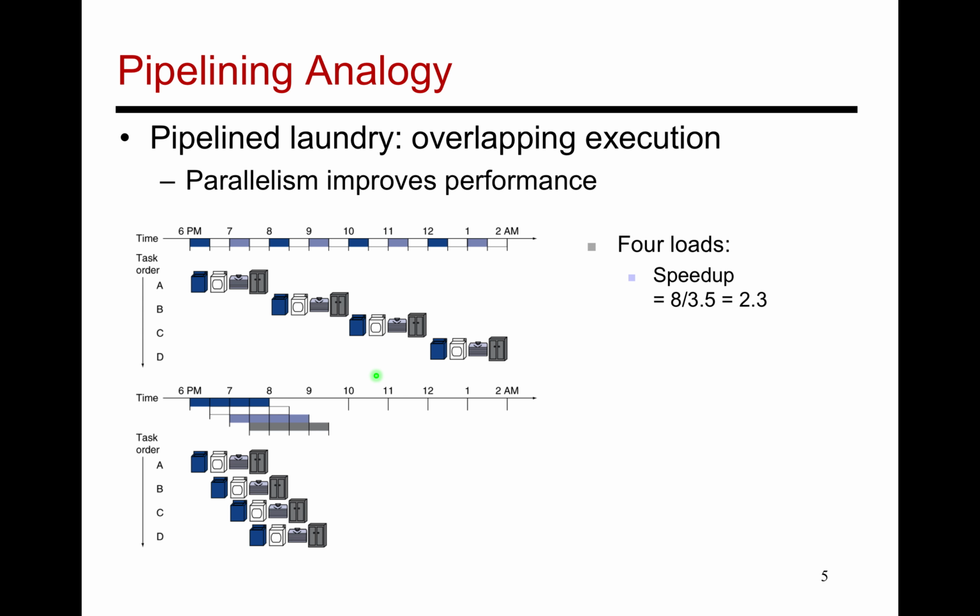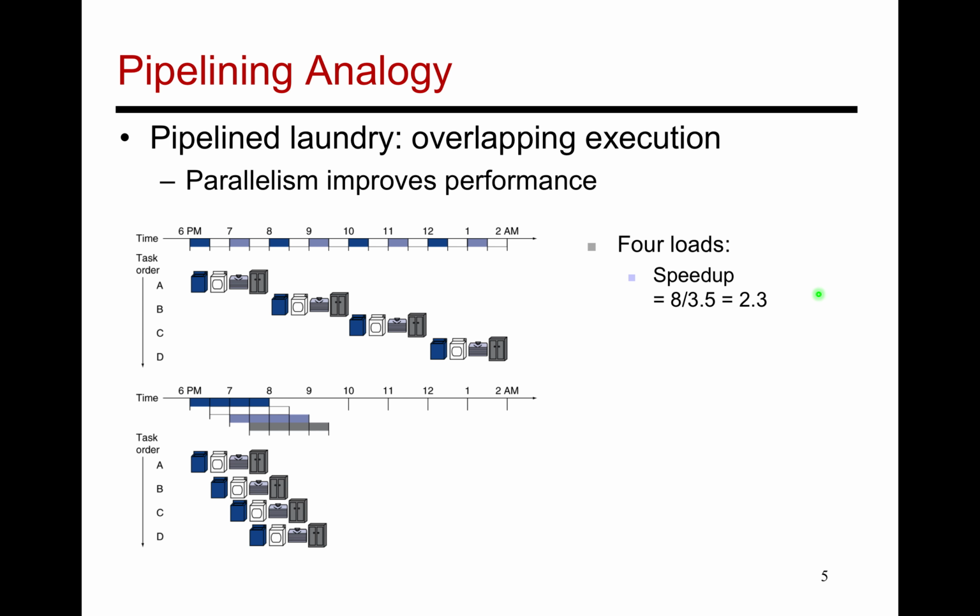Well, if we just look at the time that it takes to do these operations, for non-pipeline, it took us 8 hours, in other words, 4 sequential operations, each taking 2 hours to complete. It took me 8 hours to finish 4 loads of laundry, while in the pipeline operations, it takes me 3.5 hours. If I start at 6 o'clock, then at 9:30 I can finish the last load.